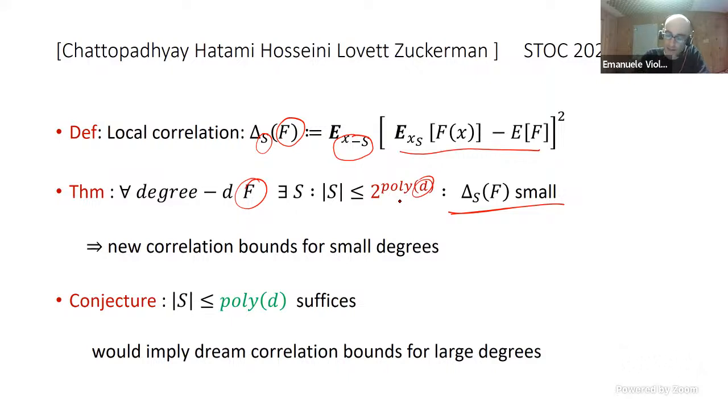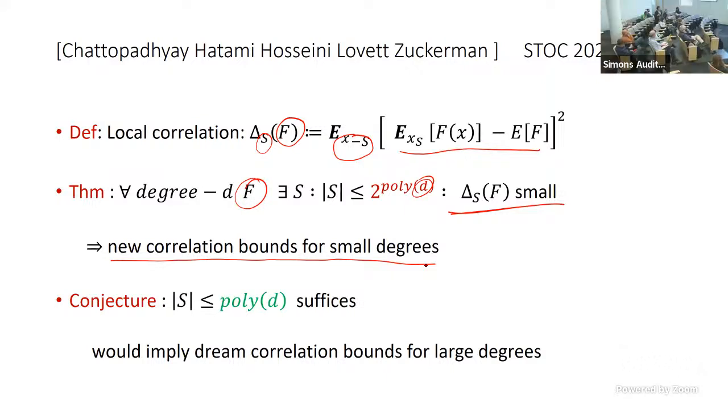When the degree is small, they use this to obtain new correlation bounds, which we don't know how to prove otherwise, as far as I know. Just a small question: is the square inside the bracket instead of outside?